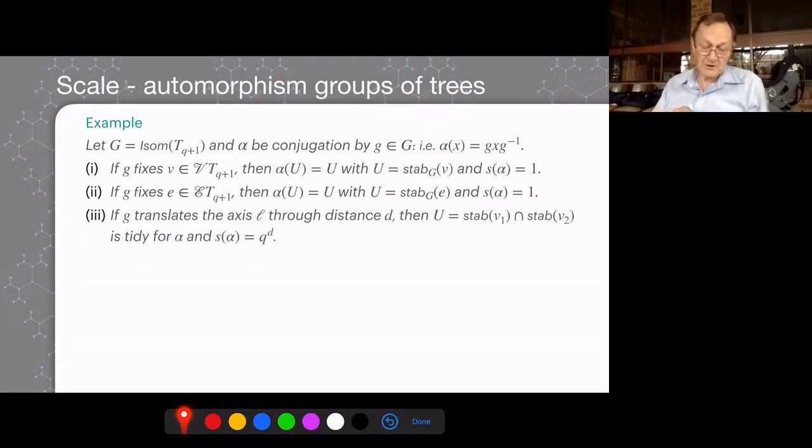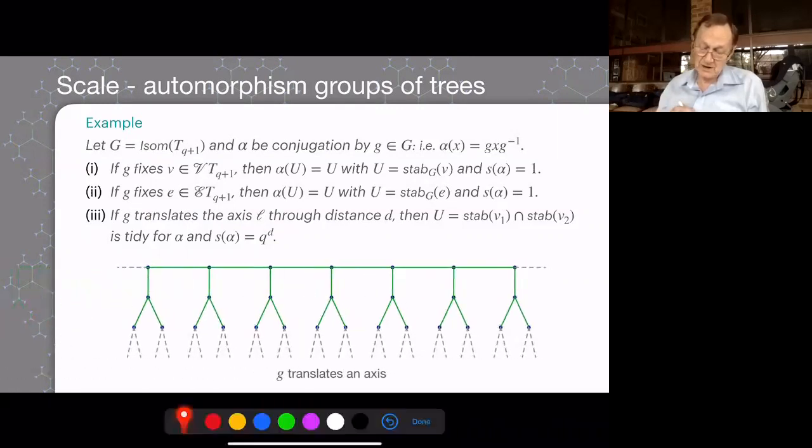And the third possibility for G is that it translates some axis through a distance D. Now, I should say that it's a theorem of Jacques Tits from 1970 that every automorphism, or every element of our group G, is one of these 3 types. So these 3 statements here cover all the possibilities for elements of the group. And the third type then is if we have some translation along some axis. So here is our axis, and the element G translates that axis through some distance.